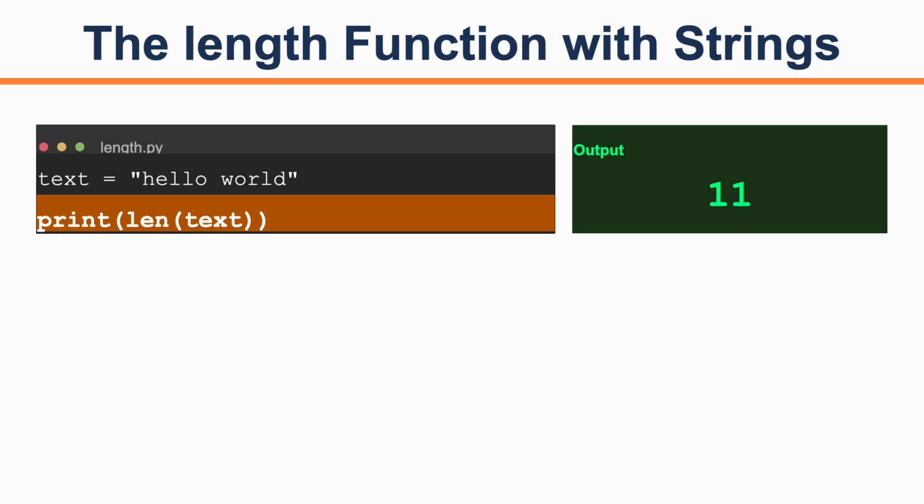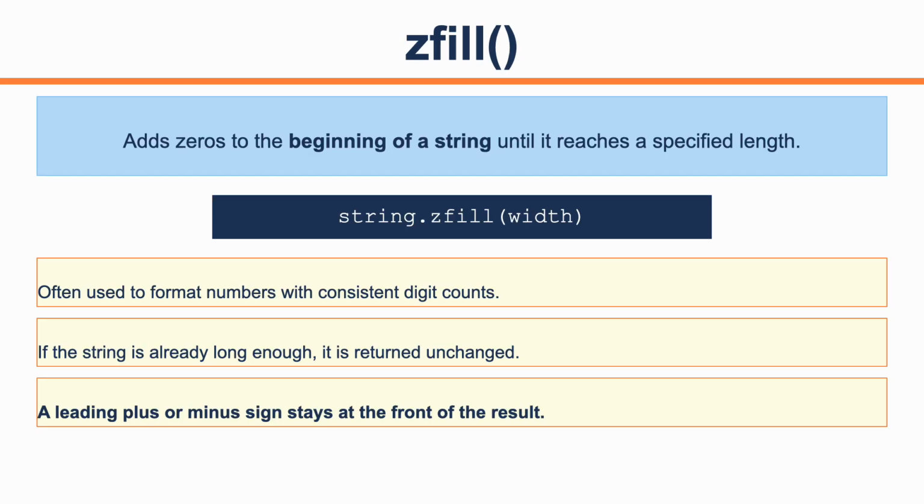It does not count separately for uppercase or lowercase letters. The zfill method adds zeros to the beginning of a string until it reaches a specified length. It is often used to format numbers with consistent digit counts. If the string is already long enough, zfill returns it unchanged.